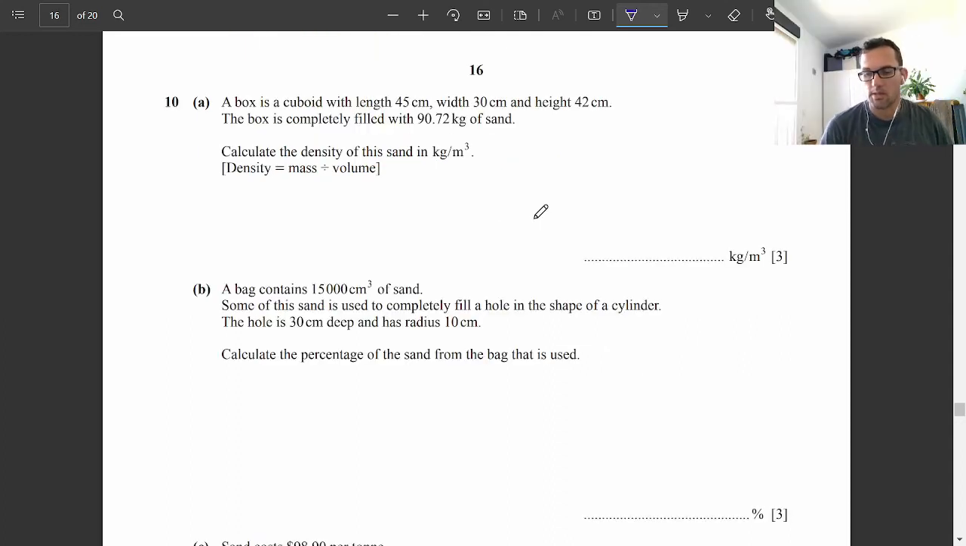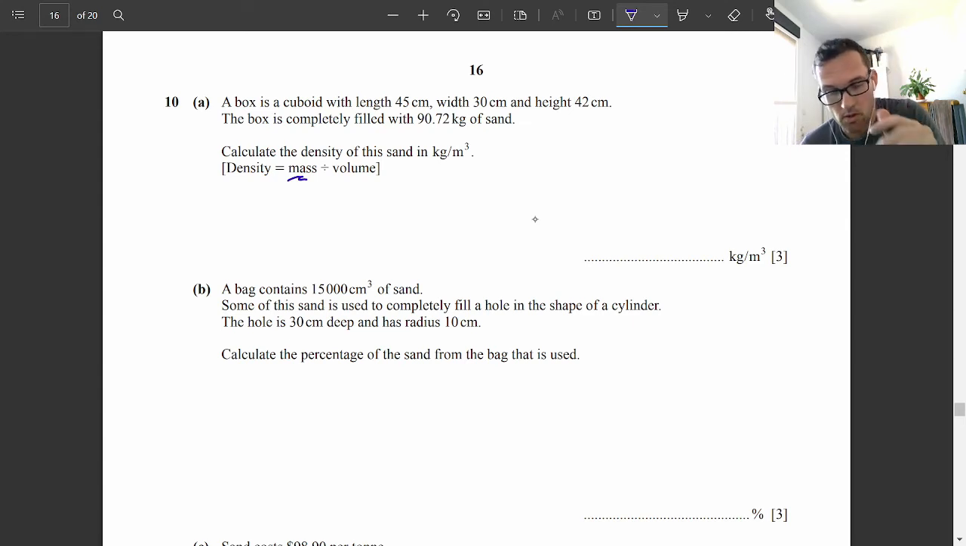We're back with question 10a. A box is a cuboid with a length of 45 centimeters, a width of 30 centimeters and a height of 42 centimeters. The box is completely filled with sand. Calculate the density. They give us the formula. We got the mass. We just need to work out the volume of the box, and that's straightforward.